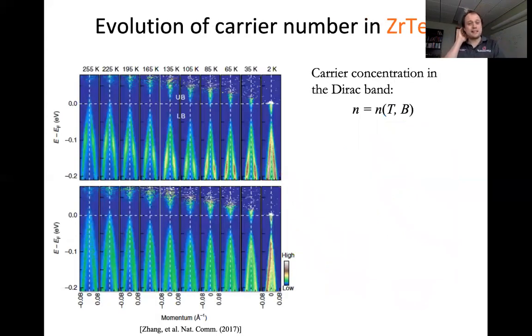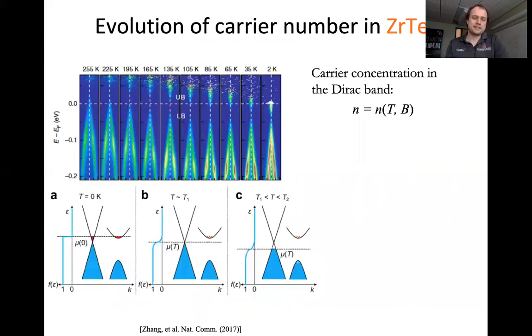So the reason is that in zirconium telluride, it's known that you have an evolution of the carrier number as a function of temperature. What you're seeing here are ARPES spectra, and at a low temperature, you're seeing the Fermi energy residing in the conduction band. And as you turn the temperature up, the Fermi energy starts to drift down into the valence band. And so you have something that goes from being N-type to something that becomes P-type.